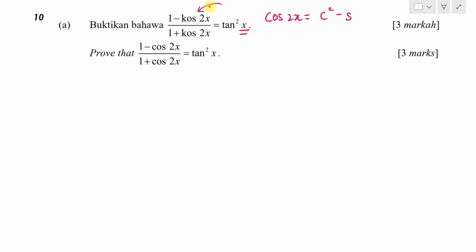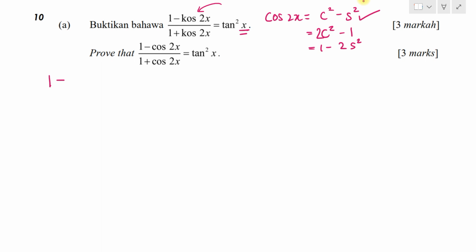We've got cos square minus sine square, or 2 cos square minus 1, or 1 minus 2 sine square. Okay, there are 3, right? We need to use a suitable one. So which one do we want to use? Maybe I use this one. Maybe lah, I try first. In the exam, you just try anything relevant.